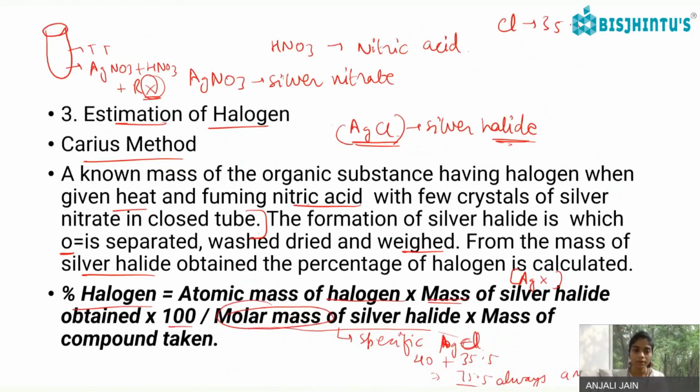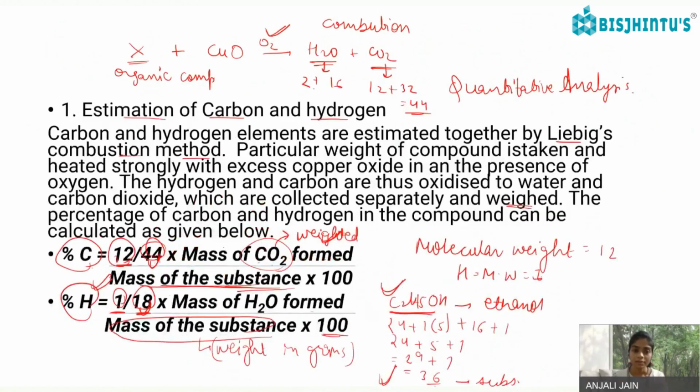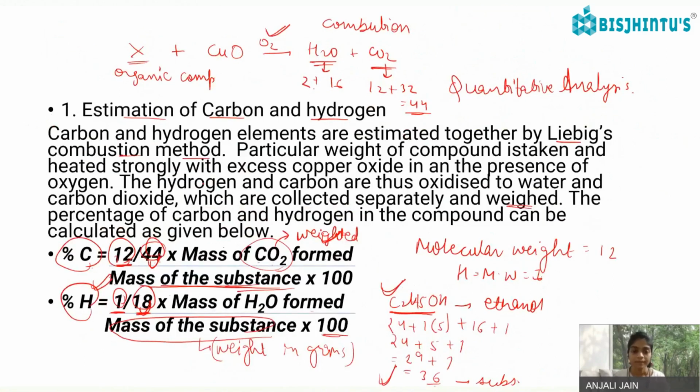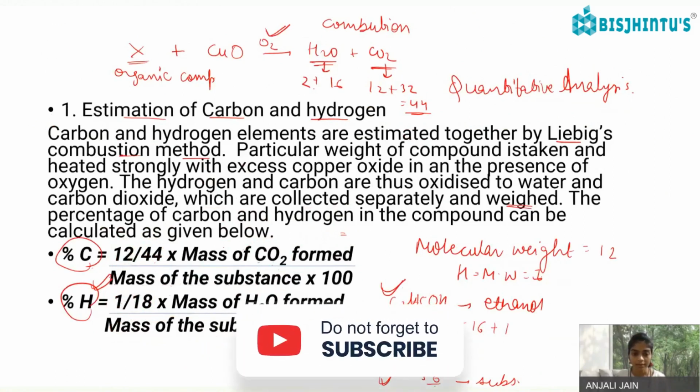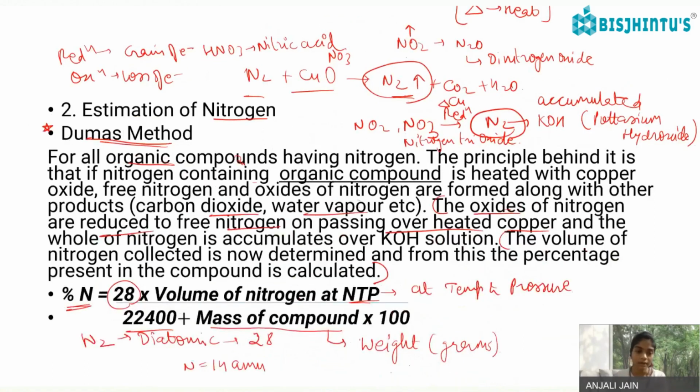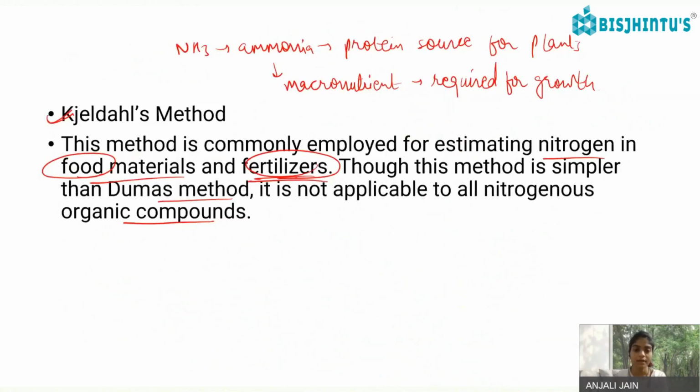For carbon, we saw that the best method is the combustion method, which is Liebig's combustion method, where we use the atomic mass and the mass of the substance which has been taken. The mass of carbon dioxide always remains the same: carbon is 12 and oxygen combines to give 44 here. So the mass of CO2 will be 44, and the mass of the substance is the weight which has been taken initially. For nitrogen, the Dumas method is there, and Kjeldahl's method is there for the nitrogen estimation of food products and in fertilizers, because ammonia is the major macronutrient required for the growth of plants.